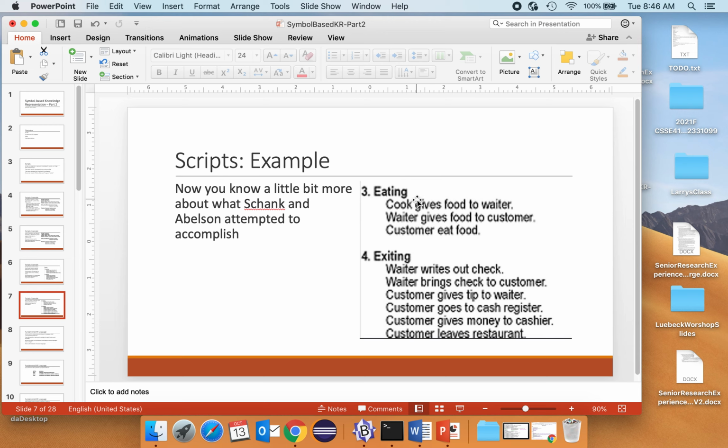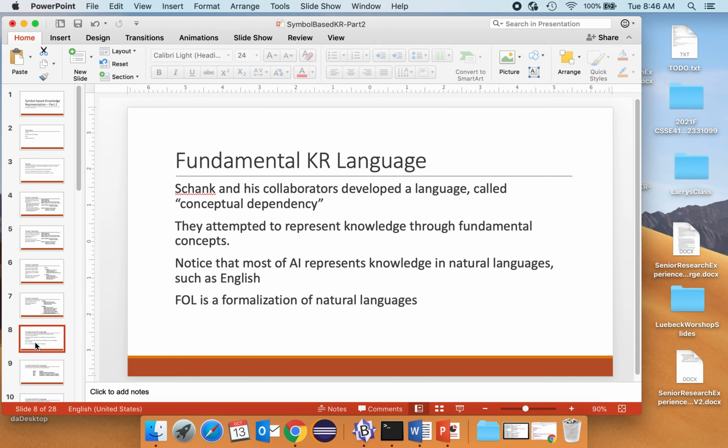So again, eating and exiting. So those are the scripts that they use to capture or formalize events. Another thing that Schank and his colleagues and collaborators tried to do is to develop a fundamental language in which to represent things, in their particular example, events. And so they call it conceptual dependency.